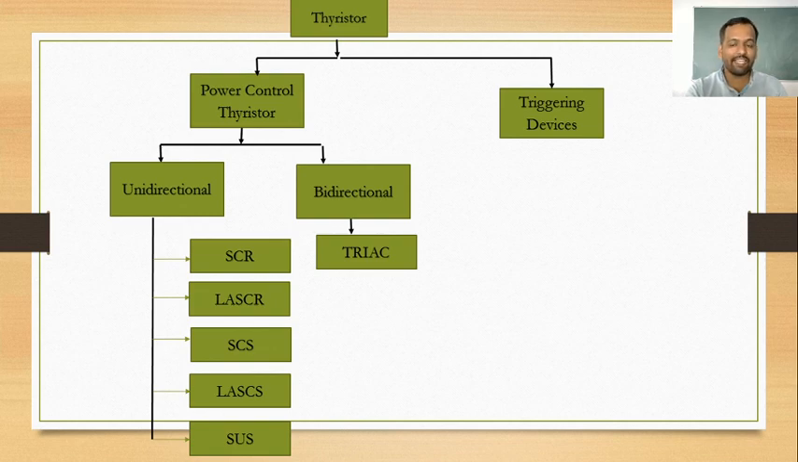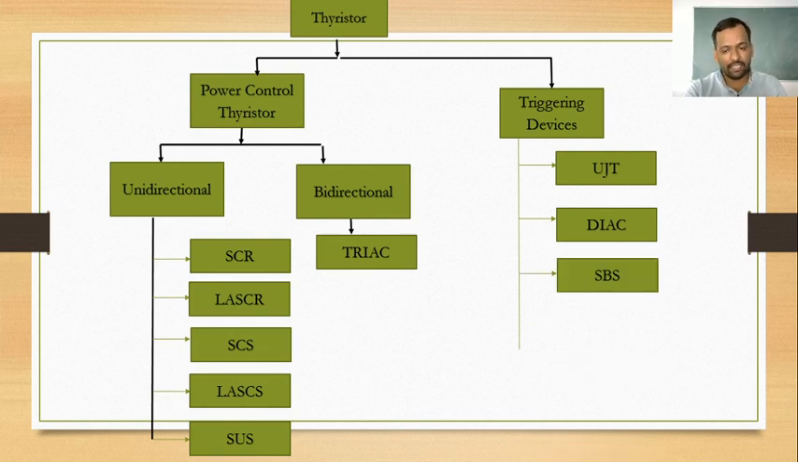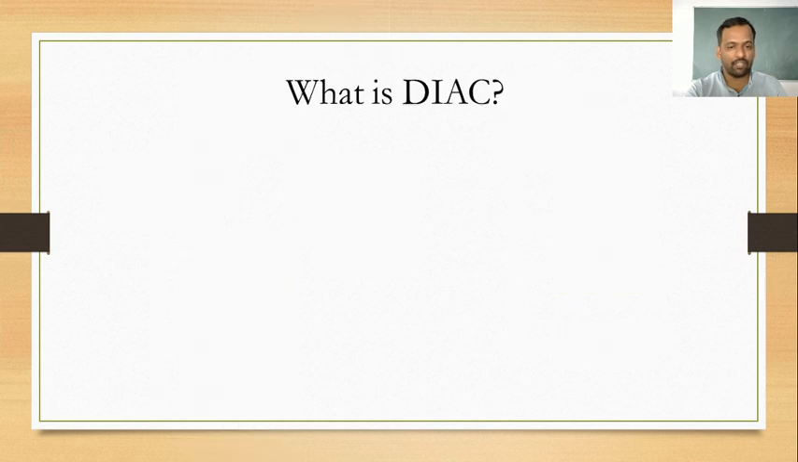Then there are many triggering devices like UJT, unijunction transistor. It is used to turn on the SCR. Then DIAC is used to trigger or turn on the TRIAC, or it is used to control the power with TRIAC. Then silicon bilateral switch and silicon unilateral switch.